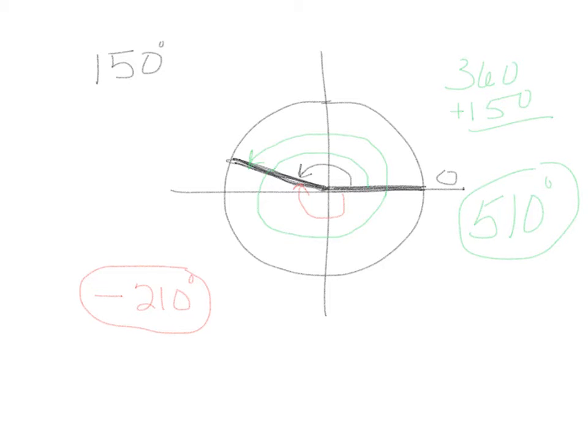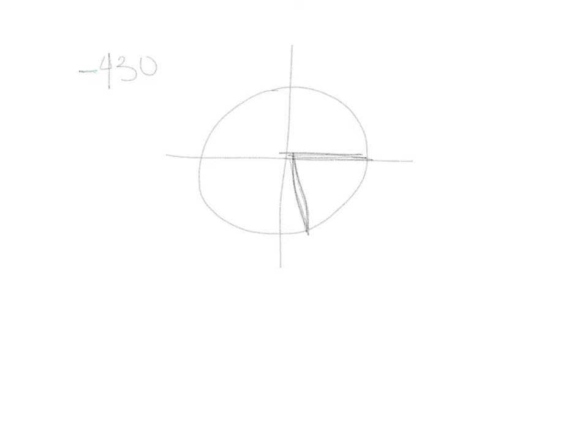Let's do another example. Let's say that we start with a negative 430 degrees. Begin by drawing the angle. We start with our initial side. Negative 430 means we're going to go around the circle, and we would stop down about right here. This would be around the full circle and down to here. That's negative 430.